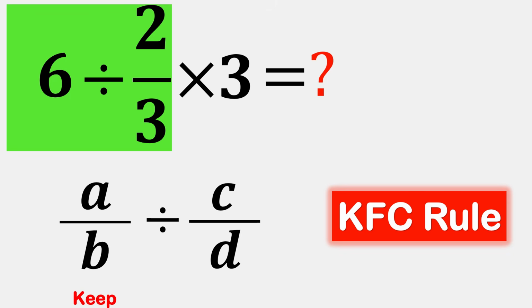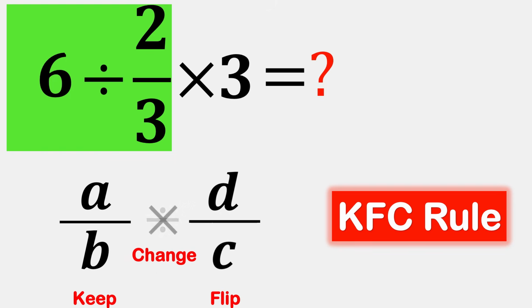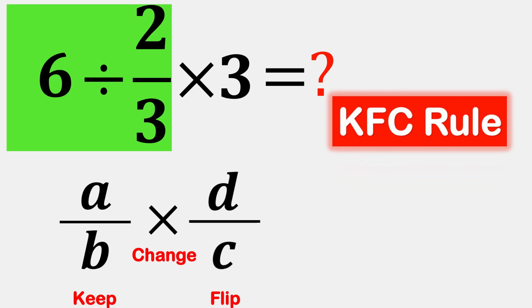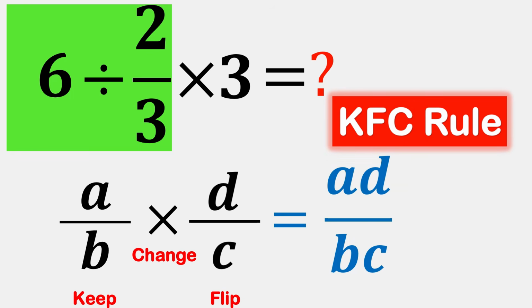K means keep the first fraction exactly as it is. F means flip the second fraction upside down. C means change the division sign to multiplication. Now, simply multiply the numerator by the numerator and the denominator by the denominator. The result becomes AD divided by BC, just like that.